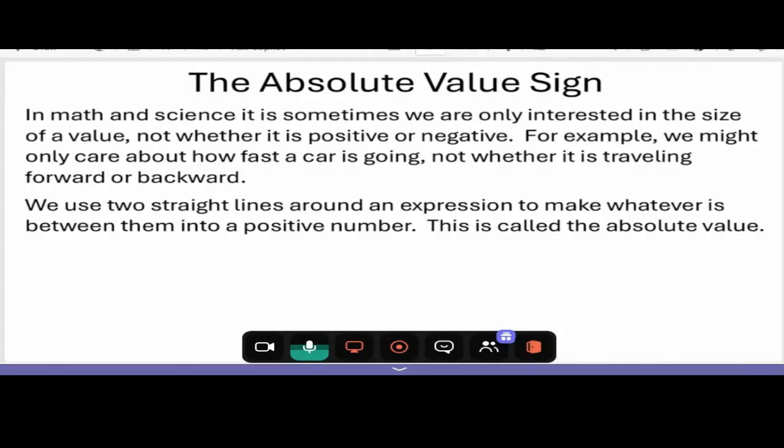So the way we represent this is we put two straight lines around a number, and what that says is simply take whatever's inside those two straight lines and make it positive. So if it's positive, leave it alone. If it's negative, make it positive. So here we have the absolute value. We would say the absolute value of 7 when we see that there with the two lines around the 7. That's just 7. And here we have the absolute value of -7, which is also just 7. Seems pretty simple, right? No big deal. Like I said, the confusion this can cause. So let's look at some examples.